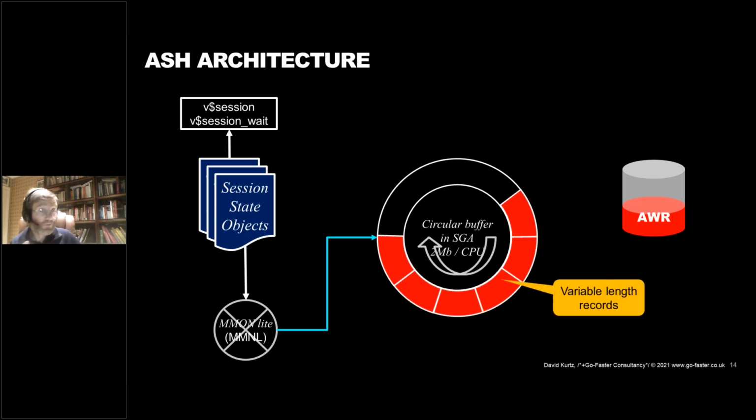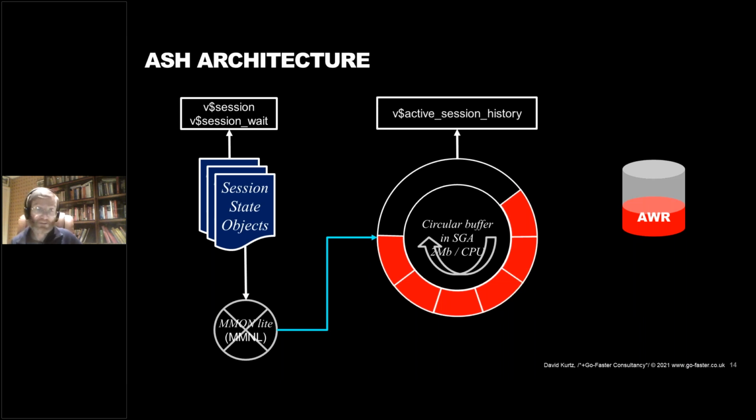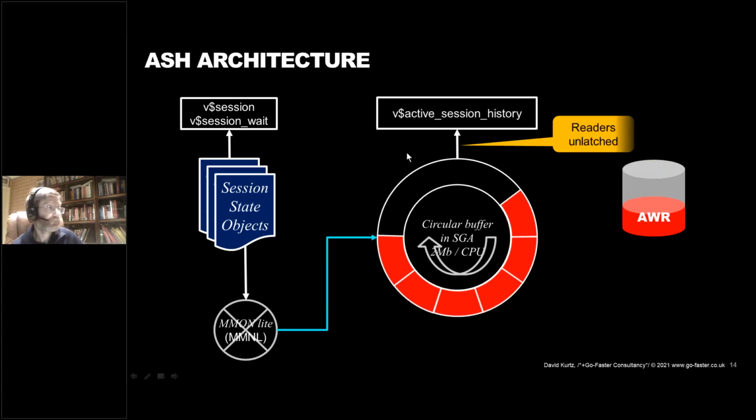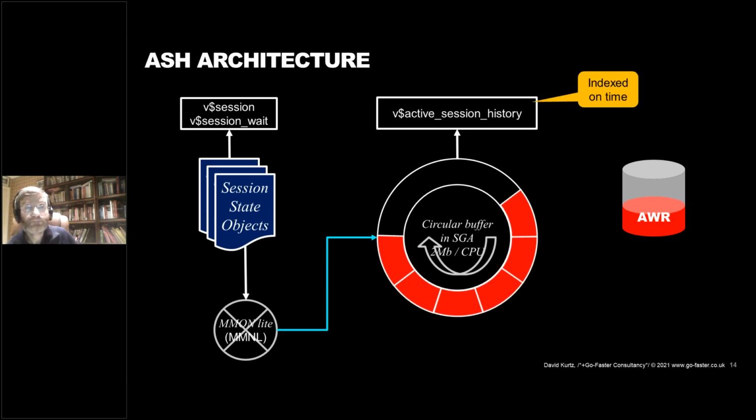Oh, these ASH records are variable length as well. And that ASH buffer is exposed as V$ACTIVE_SESSION_HISTORY. So when you query the ASH data in V$ACTIVE_SESSION_HISTORY, you are querying this in-memory buffer directly. And this is the 1 second sample. Every second a row gets written in here. And the readers, and querying this V$ view as a reader, goes the other way. So you always get the most recent ASH data first in your queries on V$ACTIVE_SESSION_HISTORY. And these readers are unlatched, so they don't block any of the other processes. This view is indexed on time, basically in descending order of time, for sample time.